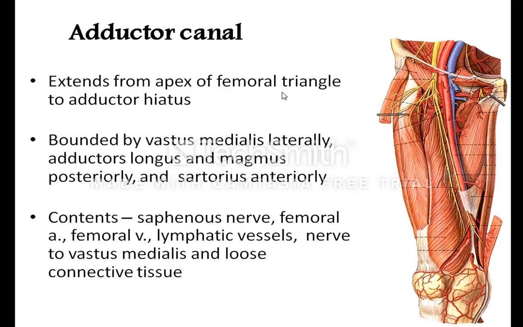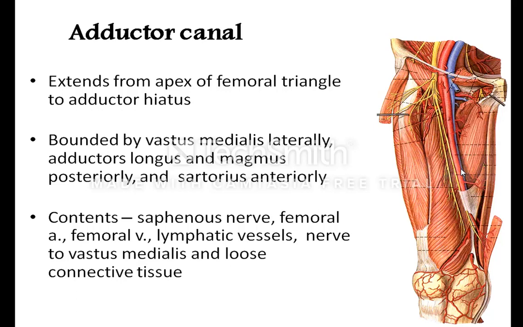So it's bounded by the vastus medialis laterally. There is the vastus medialis here. Laterally, this is the vastus medialis muscle. And adductor longus and magnus here are forming the posterior boundaries. And the muscle here, cut and removed, this is the sartorius, should be above these structures, which is found anteriorly. So these are the boundaries of the adductor canal.